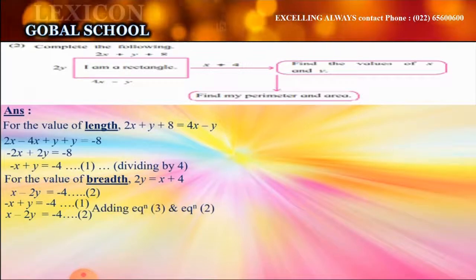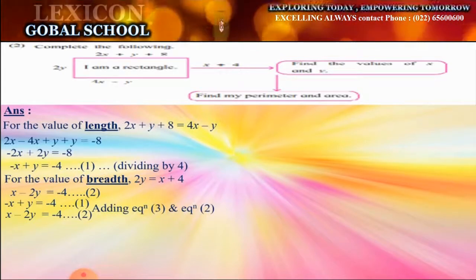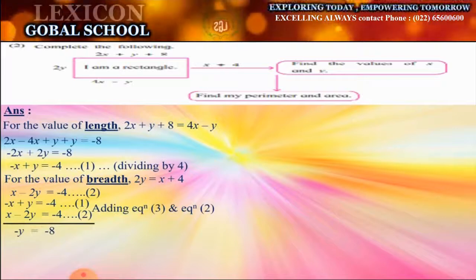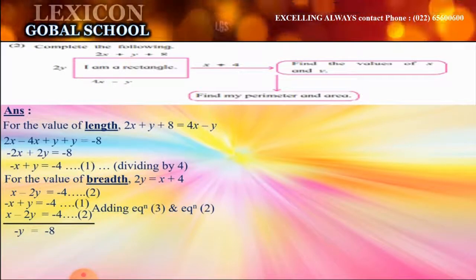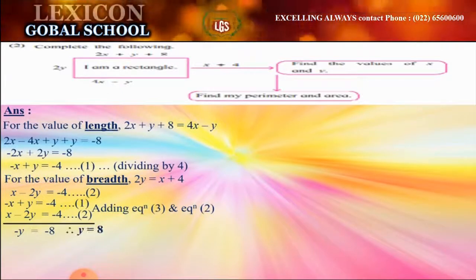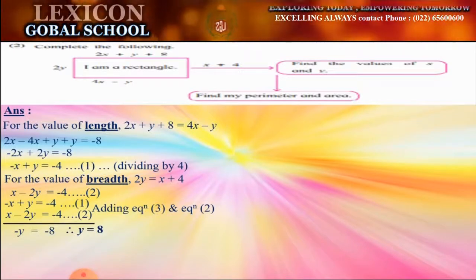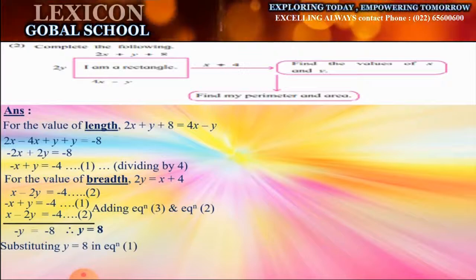So, adding equations 1 and 2, we get x gets cancelled, plus y minus 2y, we get minus y is equal to minus 4 minus 4, which is minus 8. When you cancel the negative sign, therefore y is equal to 8. Let us substitute the value of y is equal to 8 in equation 1.